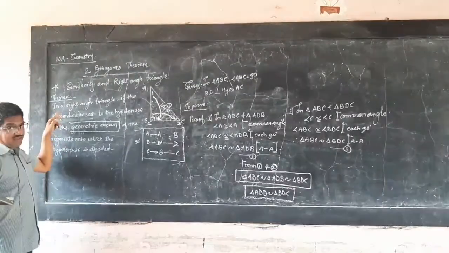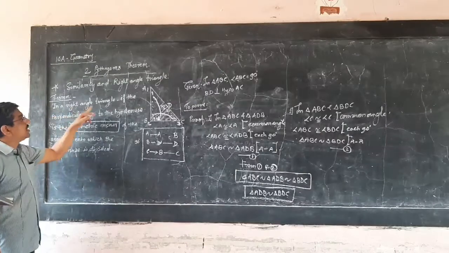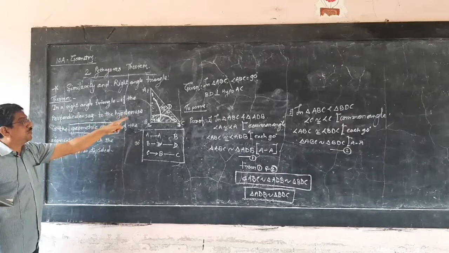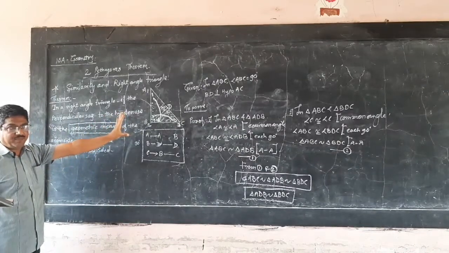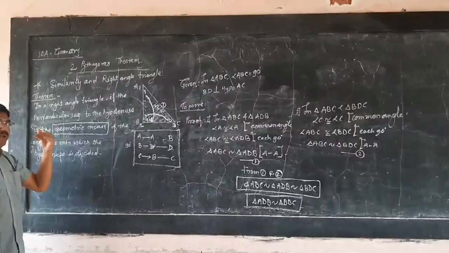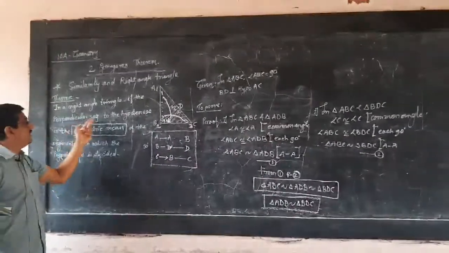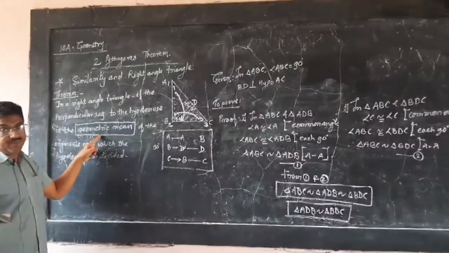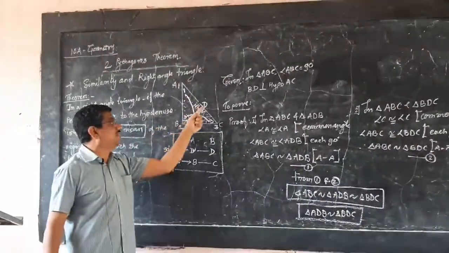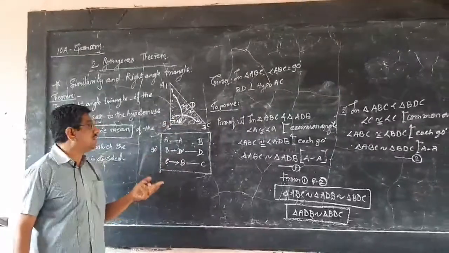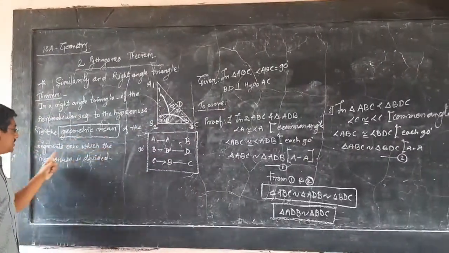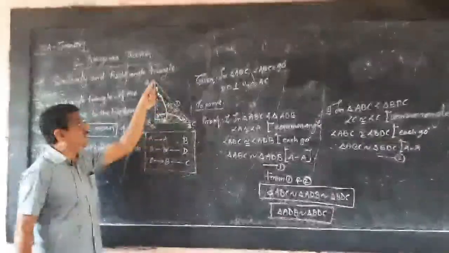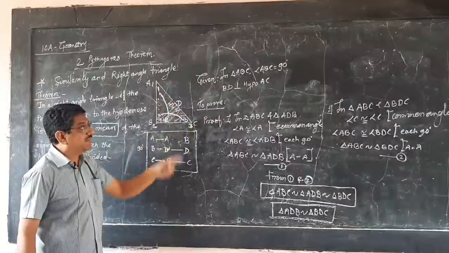Now, the sentence is given in a textbook. In a right angle triangle, if the perpendicular segment to the hypotenuse, same figure we are using. It means if a perpendicular is drawn to the hypotenuse, the perpendicular segment is the geometric mean. It means this BD is the geometric mean of which segments? The geometric mean of the segments into which the hypotenuse is divided. The hypotenuse is divided into AD and CD.